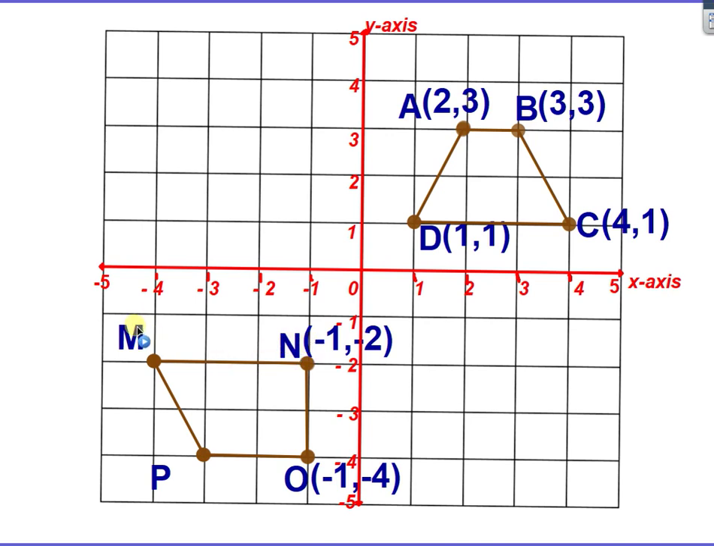What about point M? As we can see, on the horizontal axis is negative 4. Then how many units do we move down? It's also negative 2. Therefore, point M is recorded as negative 4 and negative 2. What about point P? Point P, move 3 units to the left, which is negative 3, and 4 units downwards, which is negative 4. Therefore, point P is recorded as negative 3 and negative 4.